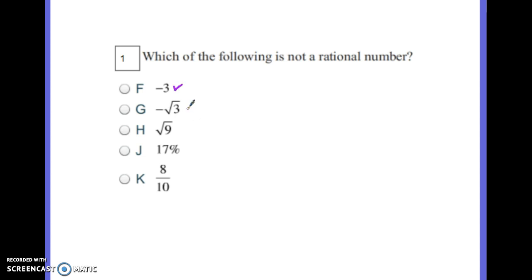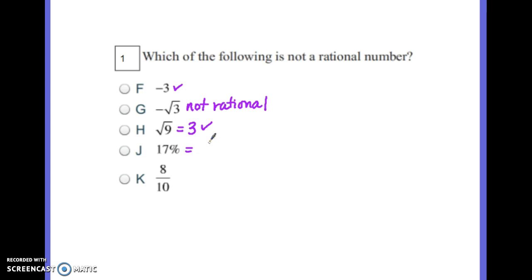The square root of 3 cannot be written as a fraction or as a repeating decimal or a terminating decimal. So that is the one that is not rational. But just to walk you through the others, the square root of 9 is equal to 3. So again, that is rational. It can be written as a fraction.